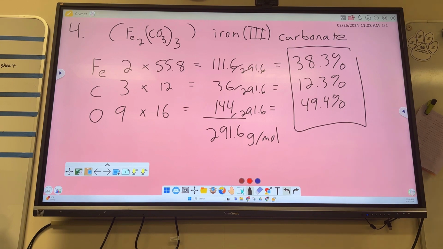For homework tonight, finish this sheet. Follow the steps.